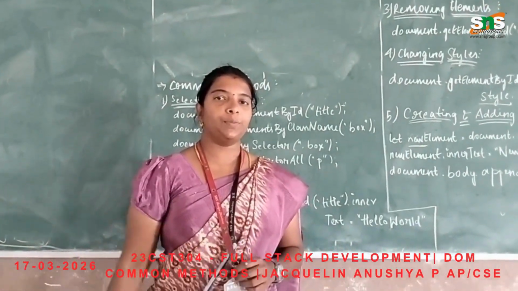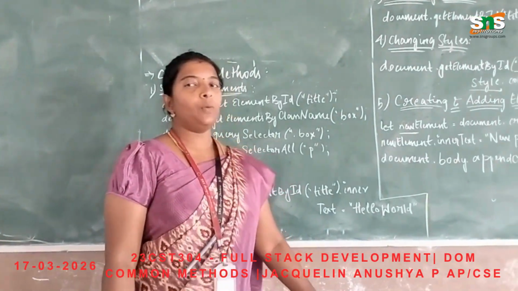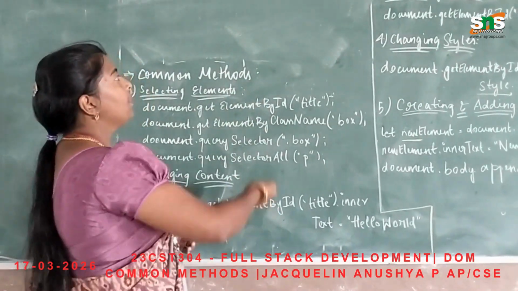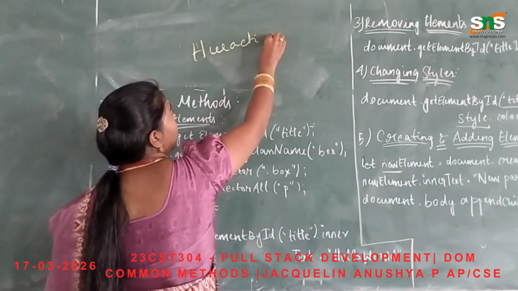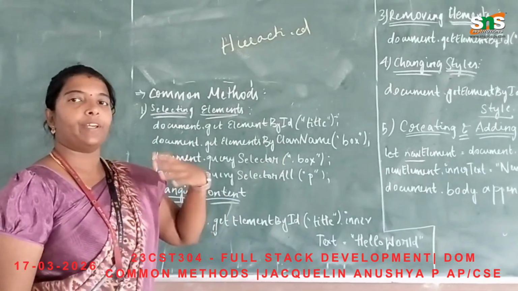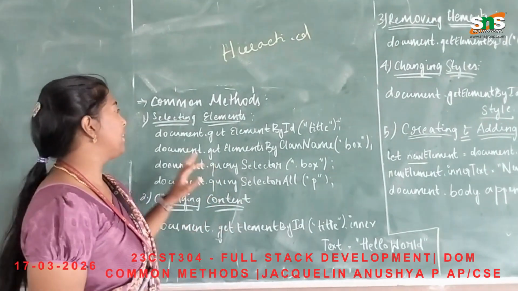So in our last class we discussed the basic concepts of DOM. Now we will see the common methods used in DOM. As I told in the previous class, it follows a hierarchical tree structure. In this hierarchical tree structure, we can update and modify according to our user instructions, and we can also handle user interactions.